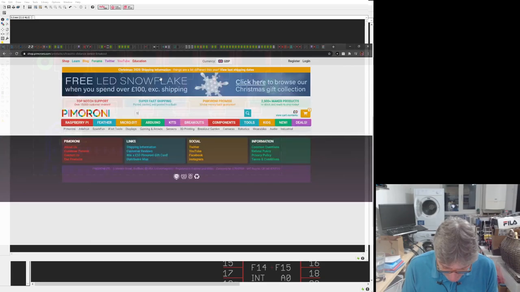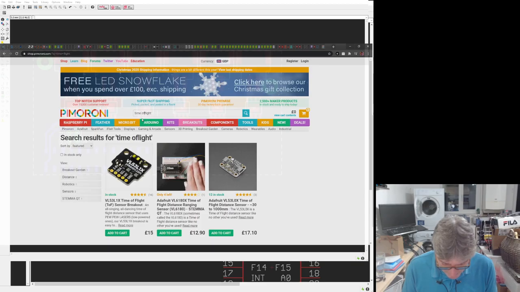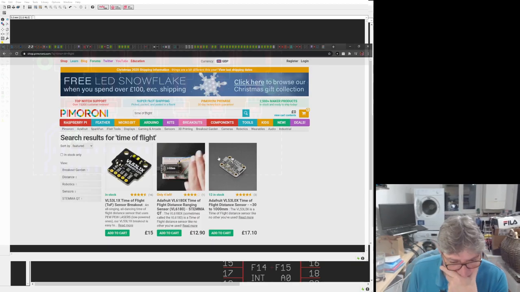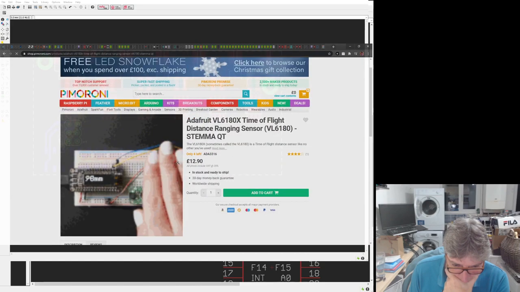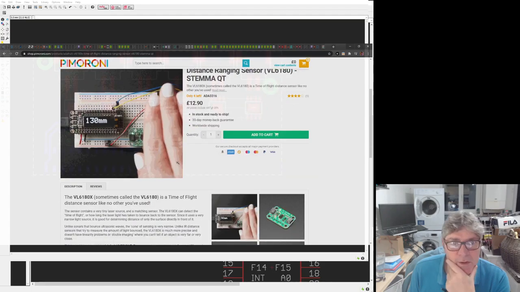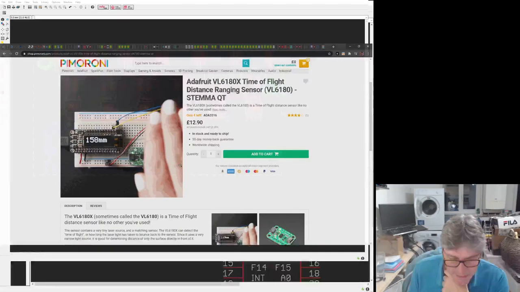The other way of doing it is using time of flight type devices. I think Sharp have some good ones. I wonder if they've got anything on here. Yeah, so you see they're using one here. This is the VL6180X. So these are a bit more reliable than the ultrasonic sensors, in my experience. Probably better to use, but they are more expensive in some ways.